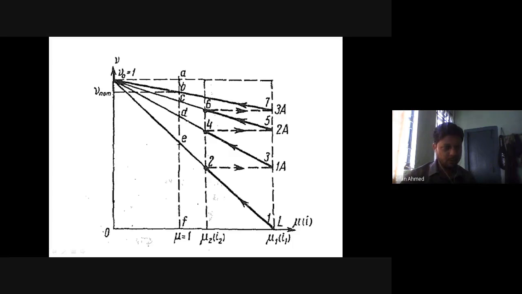Even more important than the current carrying capacity of the armature conductors, which is decided by the insulation. So how much current you can pass through your commutator without sparking is the thing that is deciding this current I1.